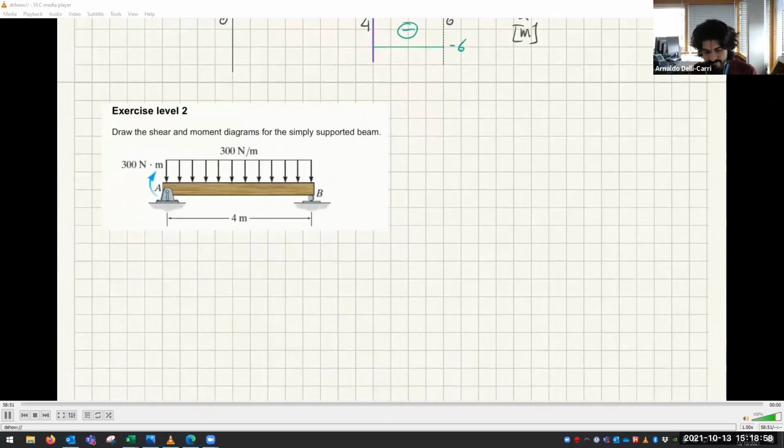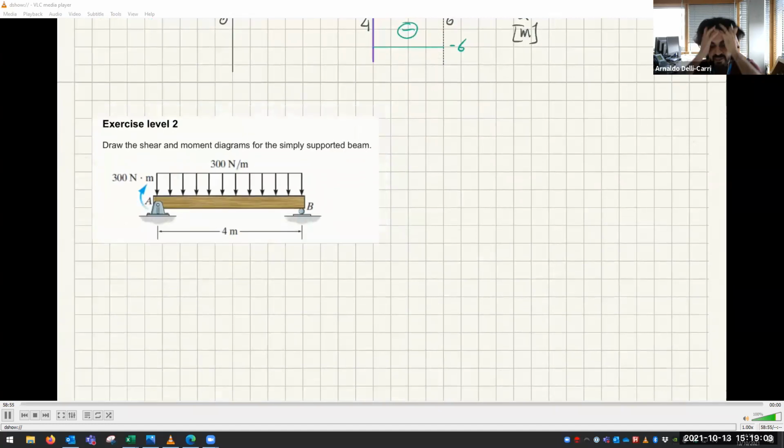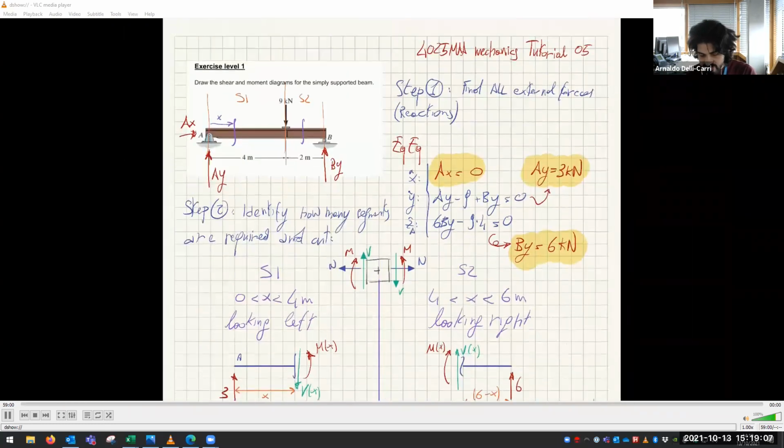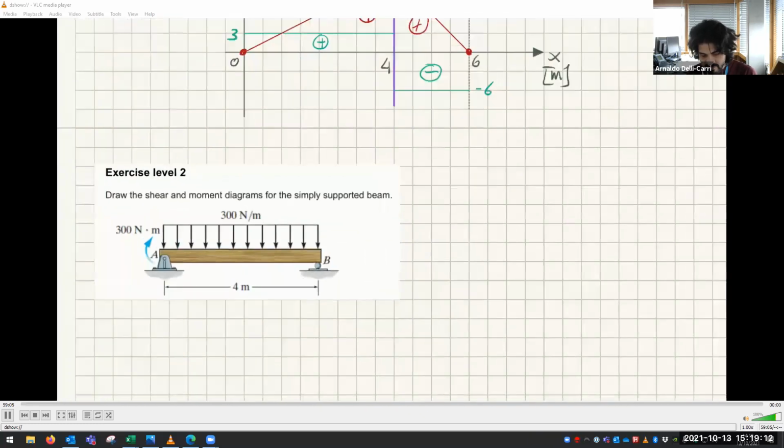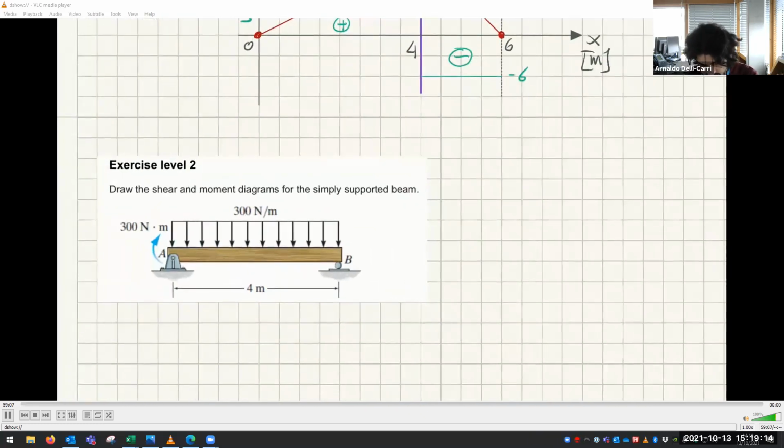Now let's do this one. This one is a beam, still a simply supported beam. See, this is exactly the same, pin on the left, roller on the right. So it's exactly the same reaction forces. Call this AY and BY. I'm not going to use AX because see there are no horizontal actions. So of course AX is 0. So I will not even draw it.